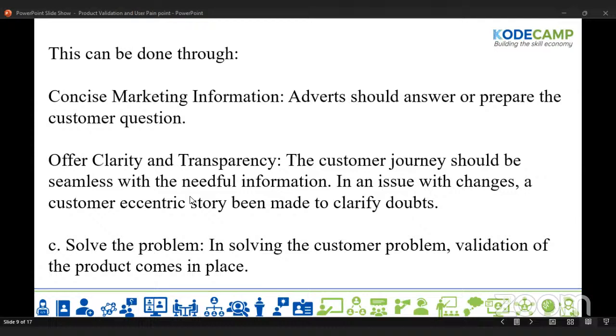So offering clarity and transparency is important. And remember, last class, someone asked, are you saying a customer journey is a cycle? And I said yes, it's a cycle. At the same time, it's something that gets reset.